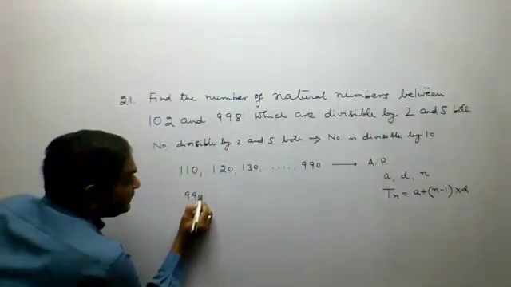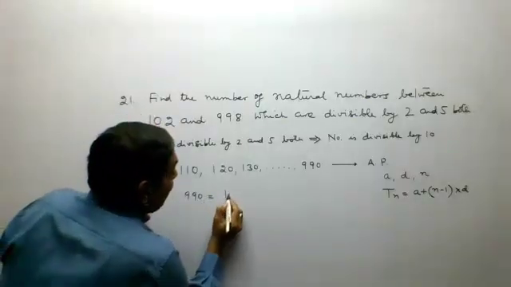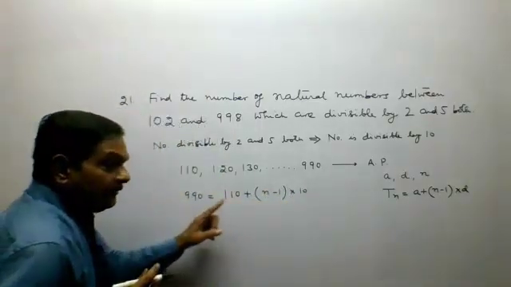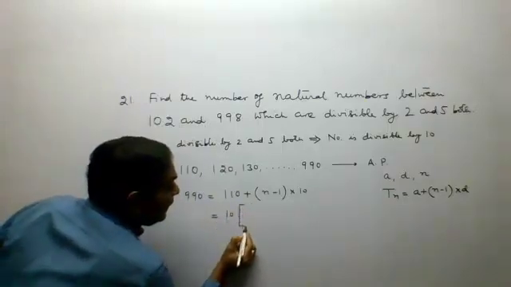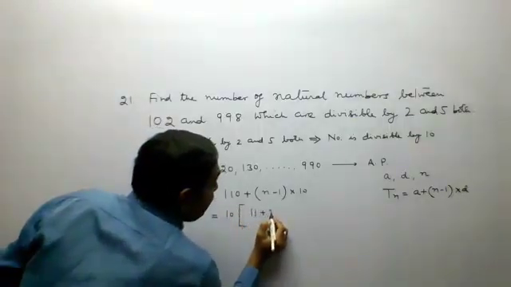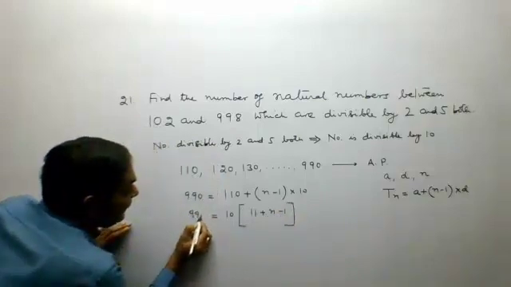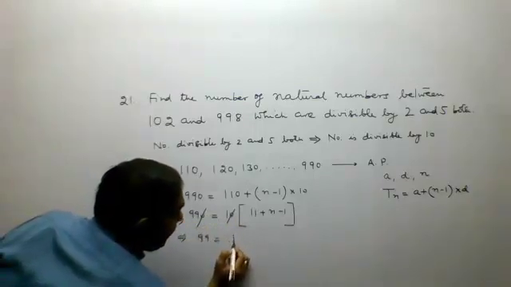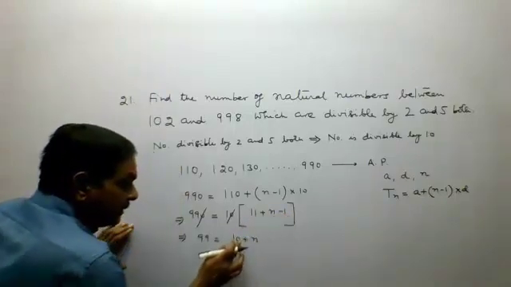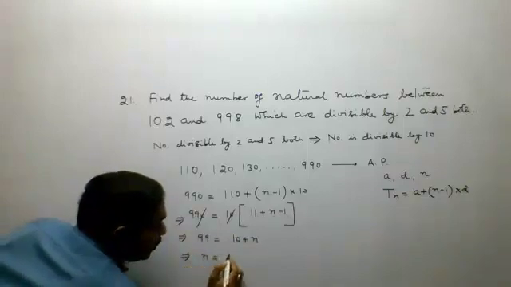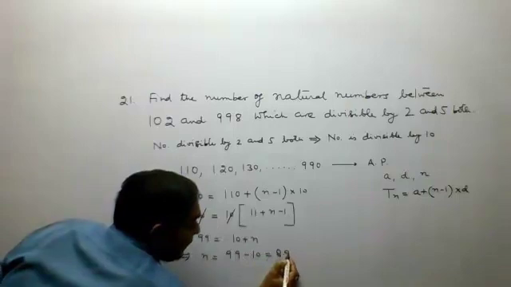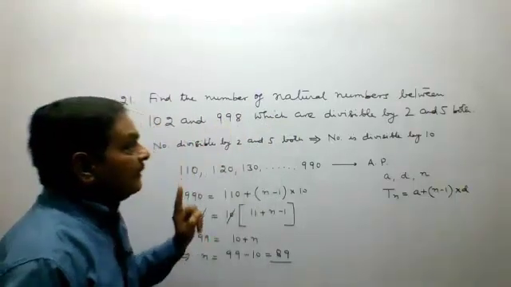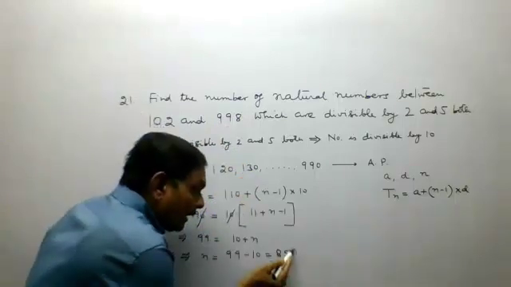So 990, which is the nth term, is equal to A, that is 110, plus n minus 1 into D, which is 10. 10 we can take common. So this is equal to 10 in bracket 11 plus n minus 1. And here it is 990. 0 and 0 are cancelled. This implies 99 is equal to 10 plus n, since 11 minus 1 is 10. So it is 10 plus n, which gives us n is equal to 99 minus 10, that is 89. So the number of natural numbers between 102 and 998 which are divisible by 2 and 5 both are 89.